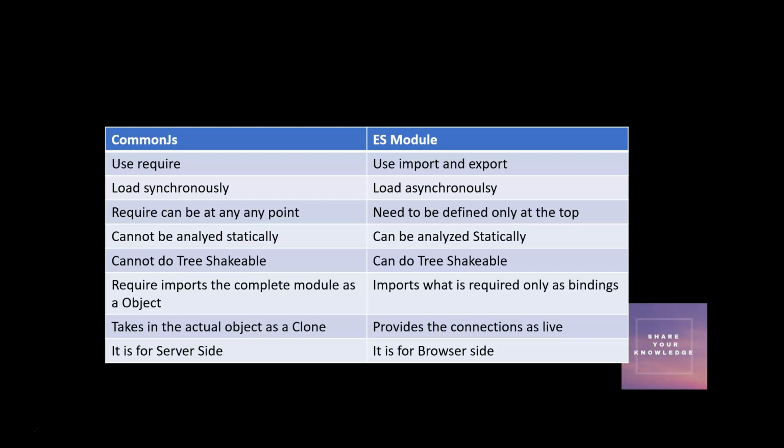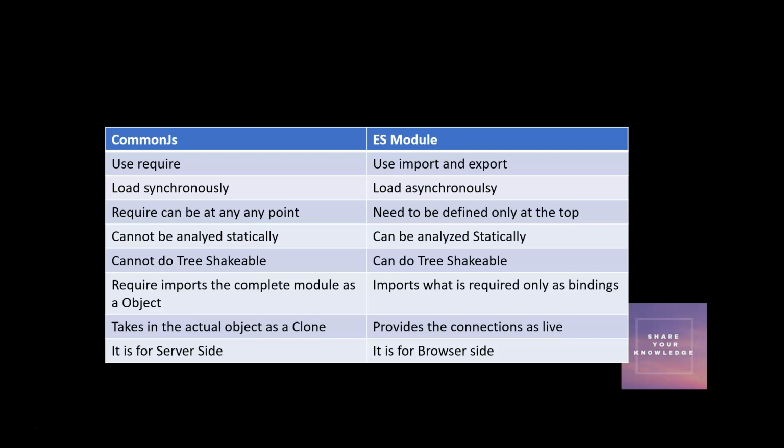CommonJS cannot be analyzed statically. What I mean is that at build time, the bundlers will not be able to analyze which variables or functions are exported from the CommonJS module, because it is exported as an object. They cannot analyze it, and they cannot do tree shaking, so they cannot remove unused and dead code in the case of CommonJS.